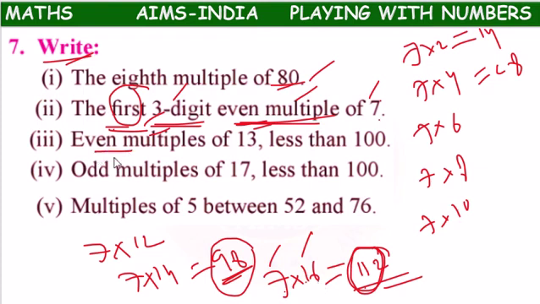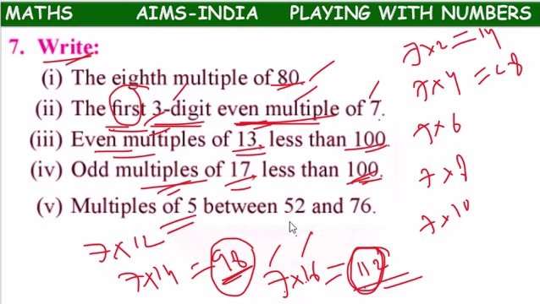Next. Even multiples of 13 less than 100. You can write 13 into 2, 13 into 4. Like this you can calculate and write the even multiples. Next one. Odd multiples of 17 less than 100. Odd multiples means 17 one time, 17 3 times, 17 5 times. Like that also you can find out.